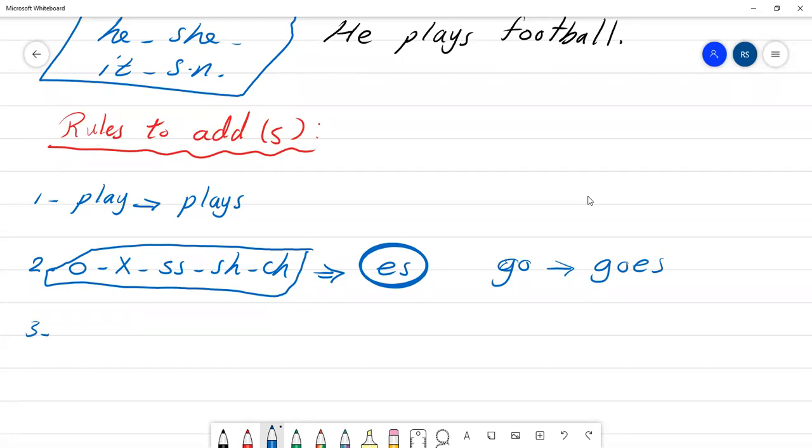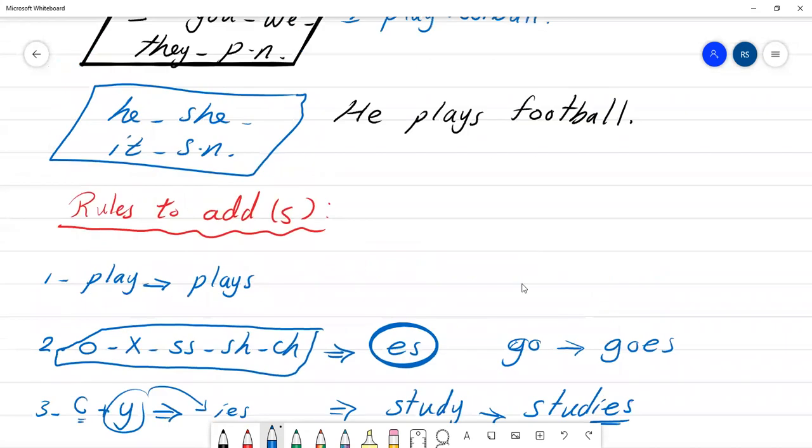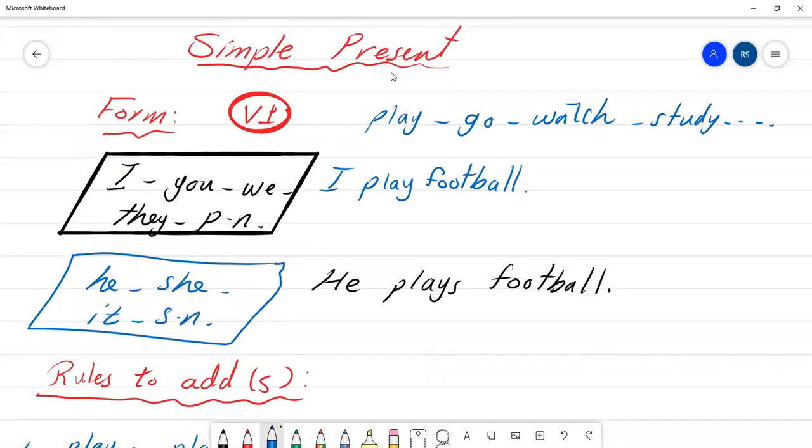If the verb ends with y preceded by a consonant, we change y to ies, like study. Y preceded by a consonant, we change y into ies, studies. Okay, my friends, this is the form of simple present.